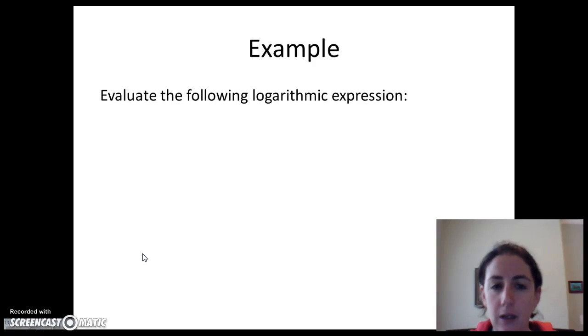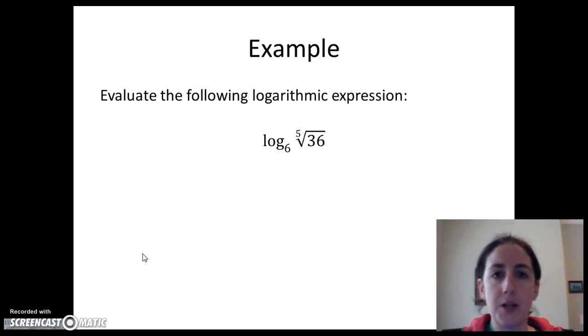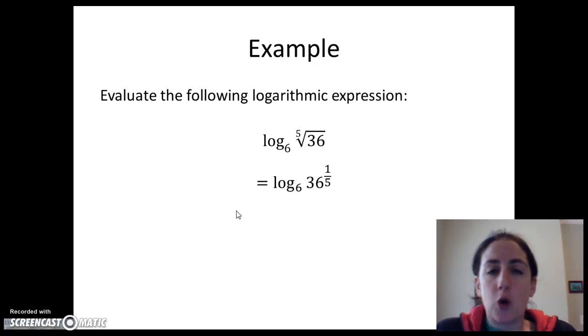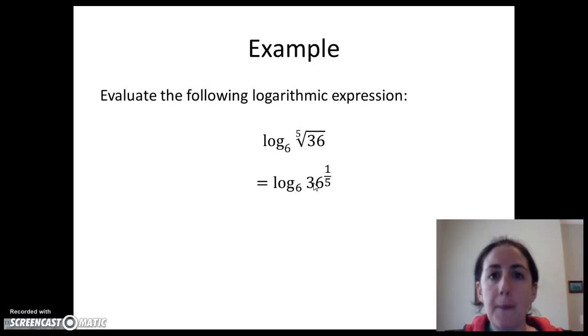Let's do another one. Log base 6 of the 5th root of 36. Well, we don't have any logarithmic properties that help us with radicals. Remember, logarithms and exponential functions are what undo each other, so we need to rewrite the 5th root of 36 as an exponential expression. So we'll raise that to the 1/5 power instead. Now, we had a property that told us what to do if the base of the exponential function and the base of the logarithmic function matched. Unfortunately, this is 6 and this is 36. But we can rewrite 36 as 6 squared. So now we have log base 6 of 6 squared to the 1/5 power.